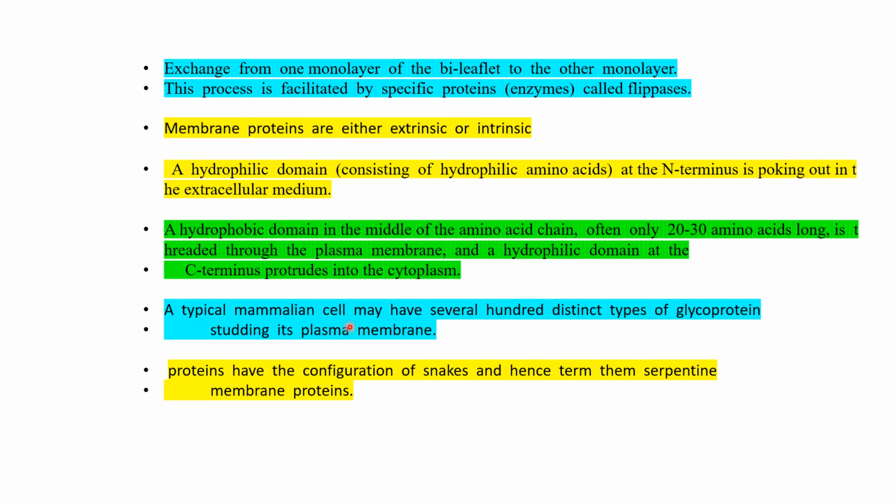A typical mammalian cell may have several hundred distinct types of glycoprotein studding its plasma membrane. Proteins have the configuration of snakes, and hence we term them serpentine membrane proteins.